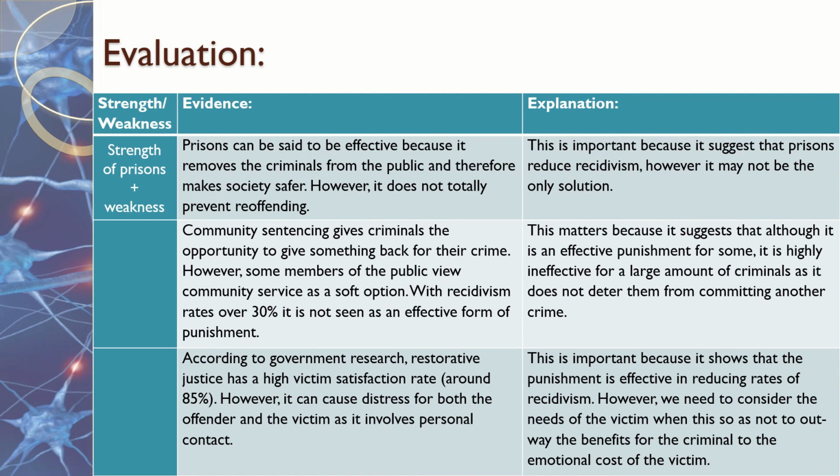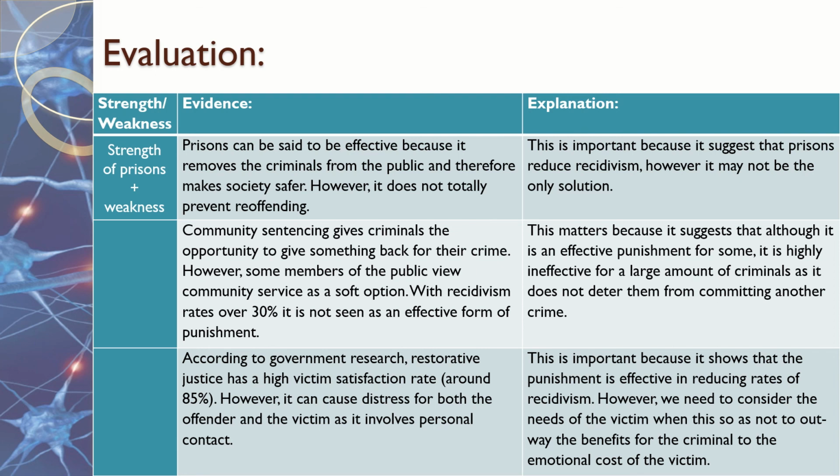Community sentencing gives criminals the opportunity to give something back for their crimes. However, some members of the public view community services as a soft option, as in they think that it's not a good enough punishment, it's not harsh enough. With recidivism rates over 30%, it's not seen as a very effective form of punishment, i.e. 30% of people who take on community service go on to re-offend. This matters because it suggests that although it is an effective punishment for some, it's highly ineffective for a large amount of criminals, as it does not deter them from committing another crime. Deter means doesn't prevent them or stop them.